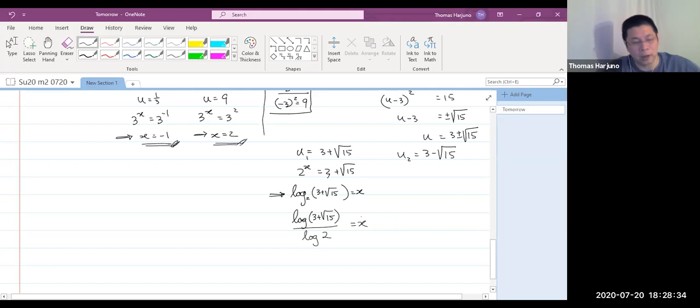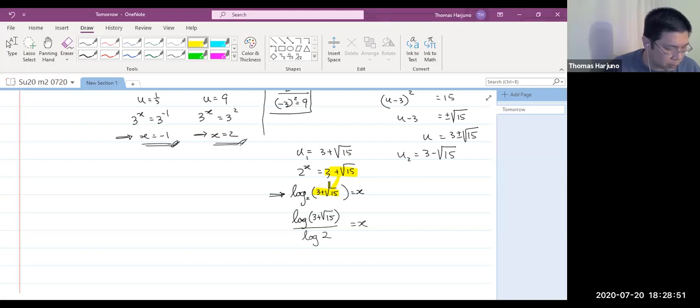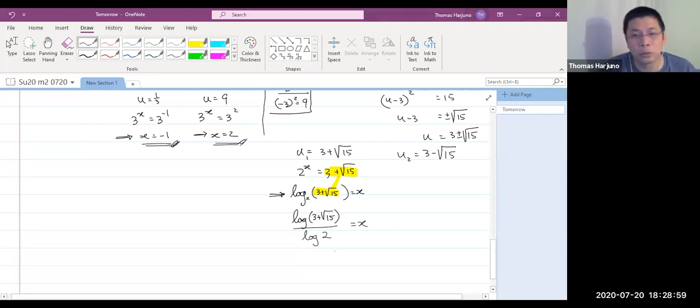And that will give us, remember that the domain of log is positive, so the argument here has to be positive. Okay, so log of 3 plus square root of 15 divided by log 2. I get x equals 2.78094. Okay, that's for the first part.